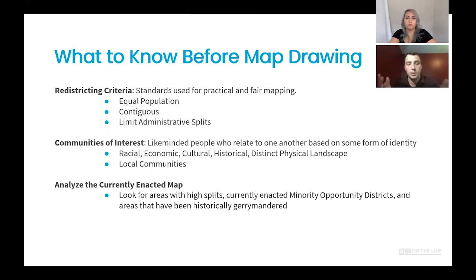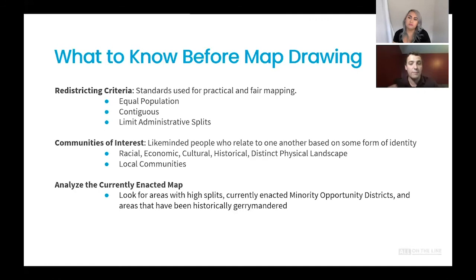Districts also need to be contiguous. This means that every single part of a district has to be connected to the same district. So no part of a district can be isolated from its district. You can't have a chunk of district over here and a chunk of district over here. They have to be connected in some substantial way. Yeah, exactly. And we also need to limit administrative splits.